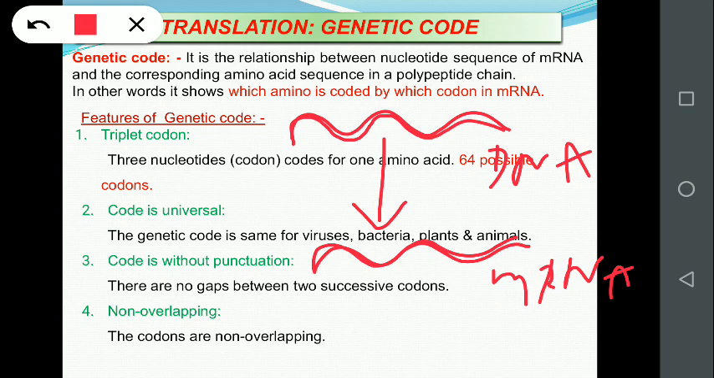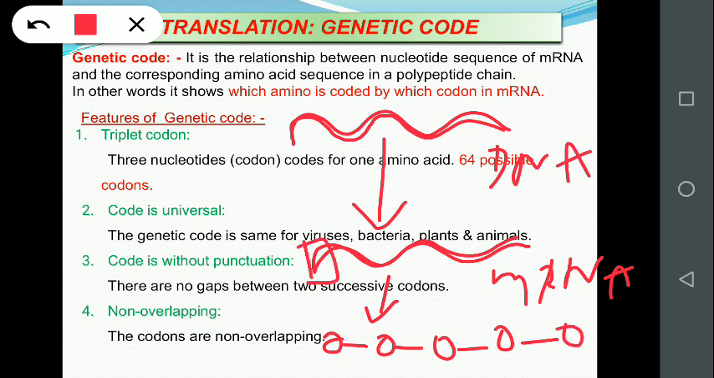From the nucleotide sequence of mRNA, now a protein must be synthesized. That protein contains sequence of amino acids. So now the nucleotide sequence in the mRNA will specify their corresponding amino acids. So a unit of nucleotides may specify one amino acid.